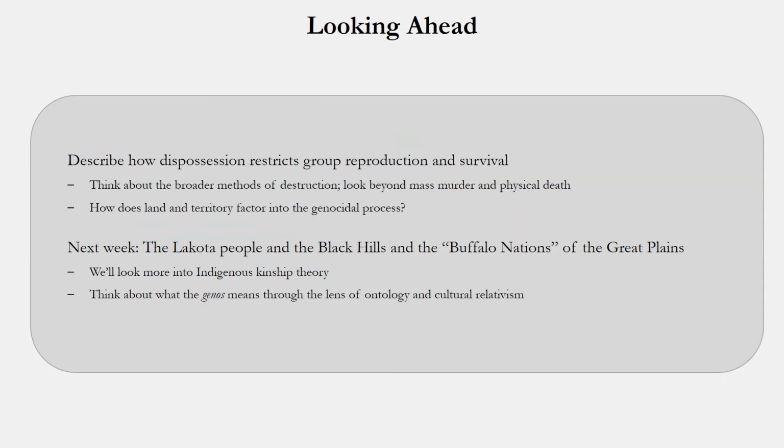Okay, that's pretty much it. We're going to continue some of the same themes next week, as we not only consider how dispossession restricts group reproduction, but also the broader methods of group destruction that extend beyond the physical death of group members. In particular, we'll continue to think about how land and territory factor into the genocidal process, and we'll take an even closer look at indigenous kinship theory as it relates to the buffalo nations of the Great Plains. More on that next week.